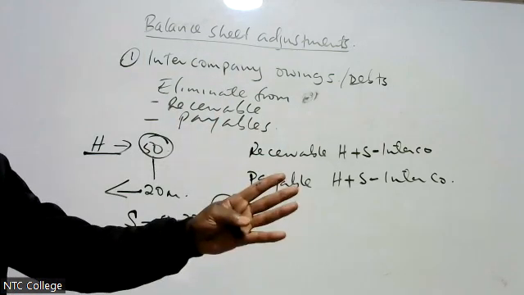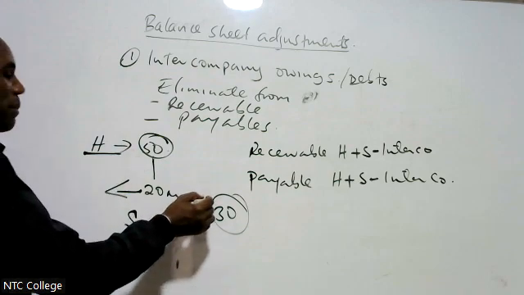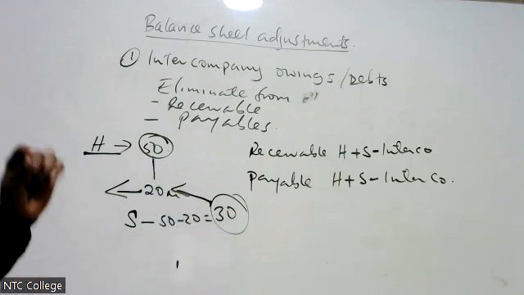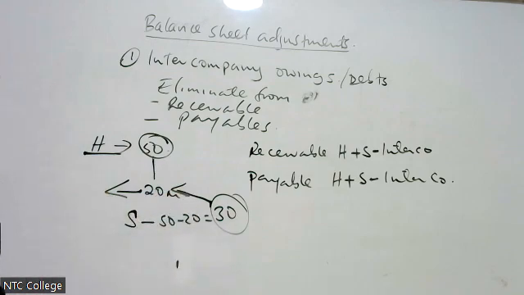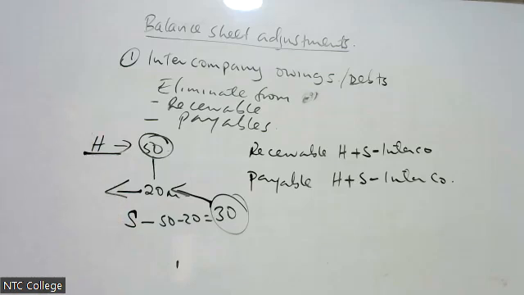In the books of H, it is reporting 50. In the books of S, it is reporting 30. But it is this because there is some amount in transit that S has sent. Therefore, we call it cash in transit.